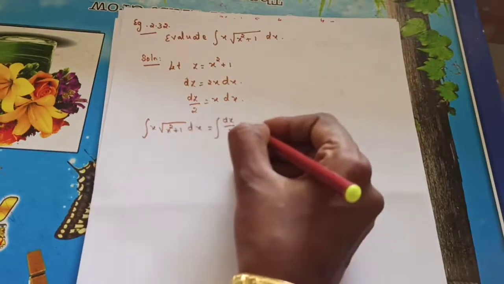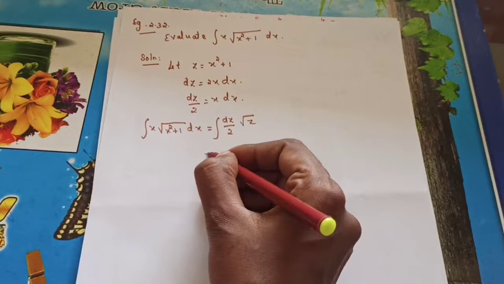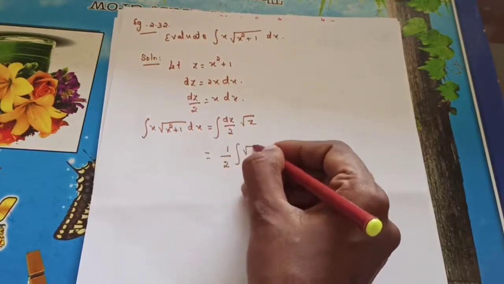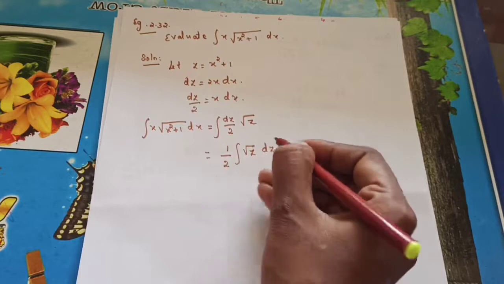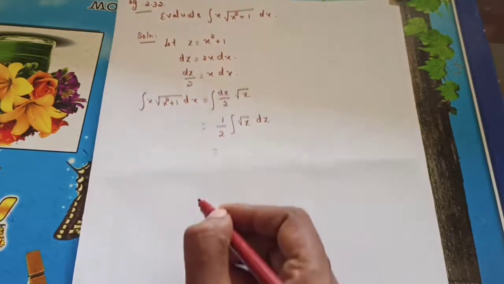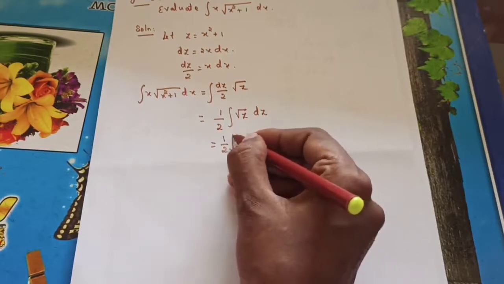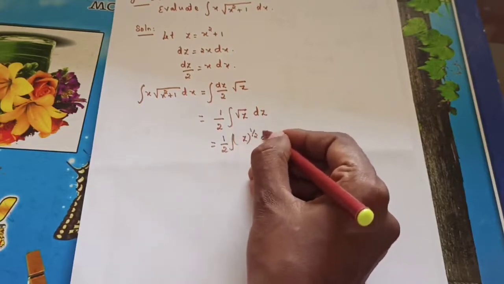Okay, this one already has z. So what is common? 1 by 2 is common. So what's the balance? Square root of z into dz. That's equal to 1 by 2 into square root of z. How will you write it? Z power 1 by 2 dz.